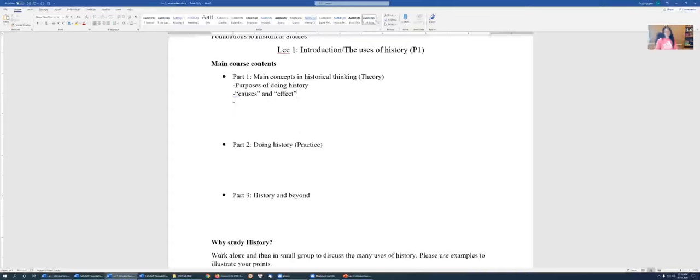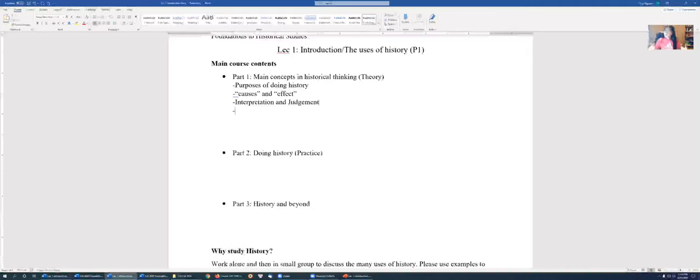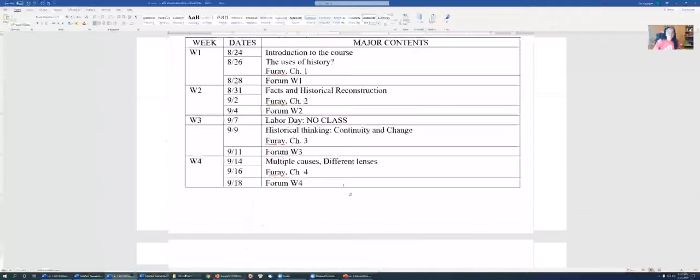And then another main concept in history is interpretation. How to interpret historical sources, how to make a judgment whether it is wrong or right. All of these concepts are very controversial, and we're going to study them later. But I want you to keep in mind that history is also about interpretation and judging, coming up with your own conclusion, your own judgment, your own interpretation of events, of historical figures, something like that.